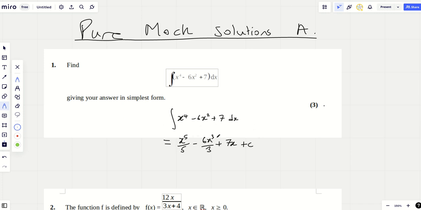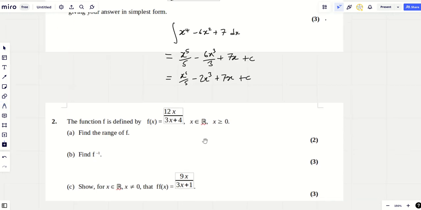If there was limits, then there's no plus c because it actually takes a value, and that value represents the area between those limits. Okay, they did want it in simplest form though, and so we do need to change that 6 over 3 into a 2. And there you go. That is the final answer. So you should be getting 3 marks on that.